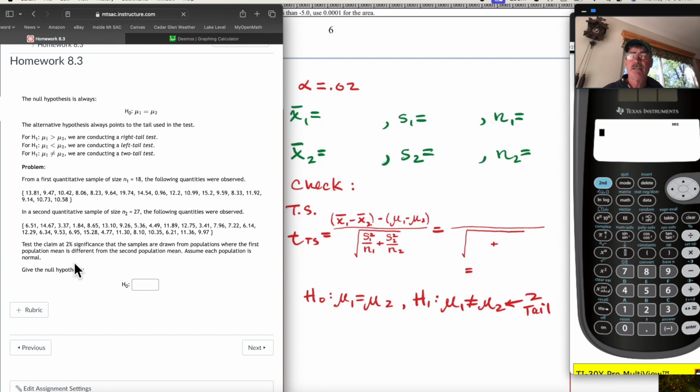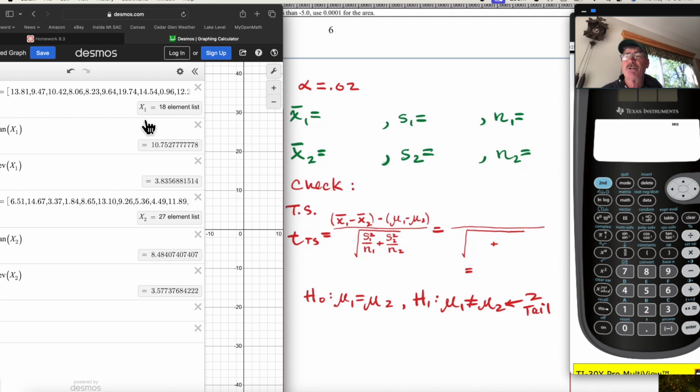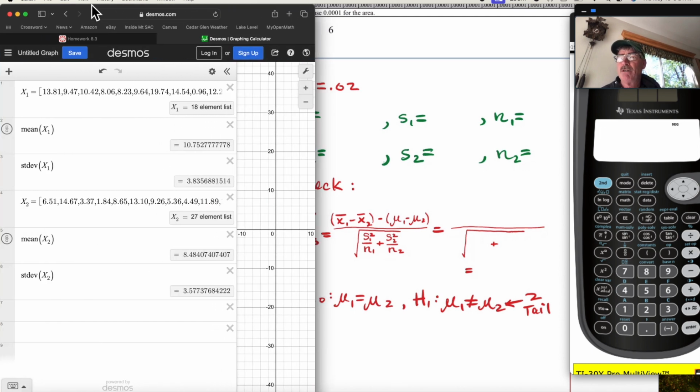And so with this list of numbers, you're going to need to type these in or paste them into Desmos to get the mean. I just went ahead and put them in Desmos, and I've already done them. So let me pull this over so you can see it. There's my X1 sample, that's the first sample, and the second sample here. You can see I have a mean already.